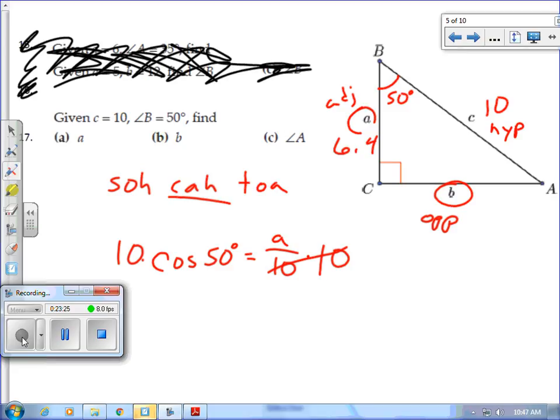So then that's going to be sine. So the sine of 50 degrees is going to be opposite, which is B, over hypotenuse, which is still 10. Multiply by 10. 10 sine 50 will give you the length of that side. 7.7. Okay. And then the measure of angle A, that should be the easiest part. If that's 50, that's got to be 40.